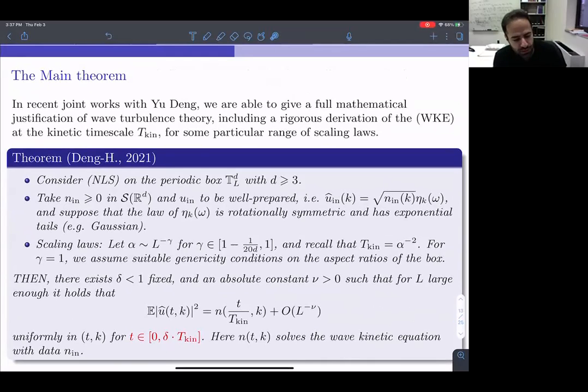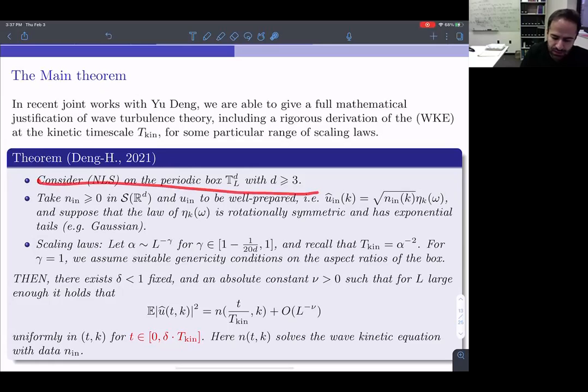This is a couple of joint works with Yu Deng that we published last year. Here we are able to give a full mathematical justification of wave turbulence theory, that includes a rigorous derivation of the wave kinetic equation and the other things that were conjectured and mentioned before, as I will state now. Okay, so here's the setting.